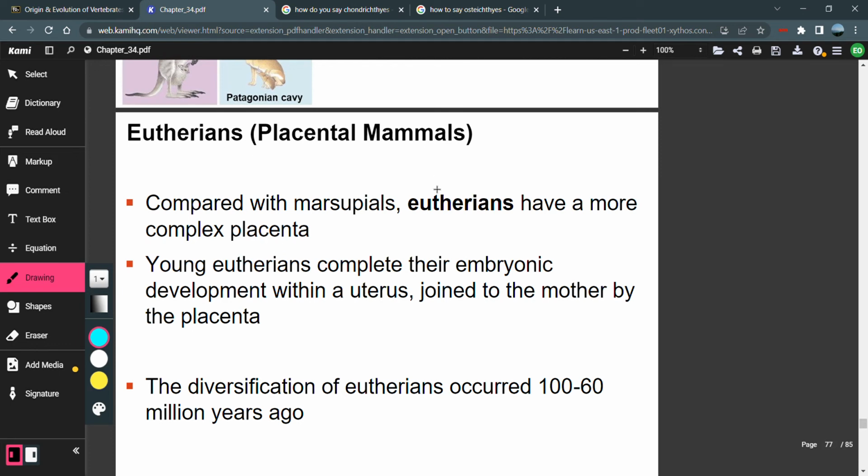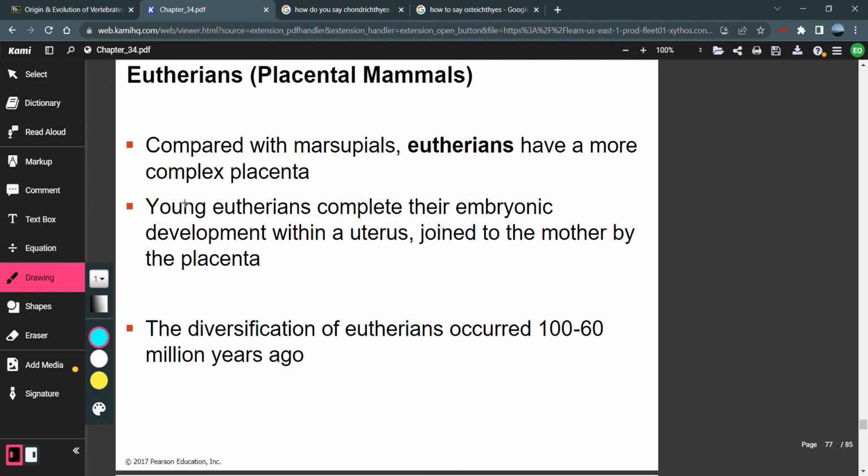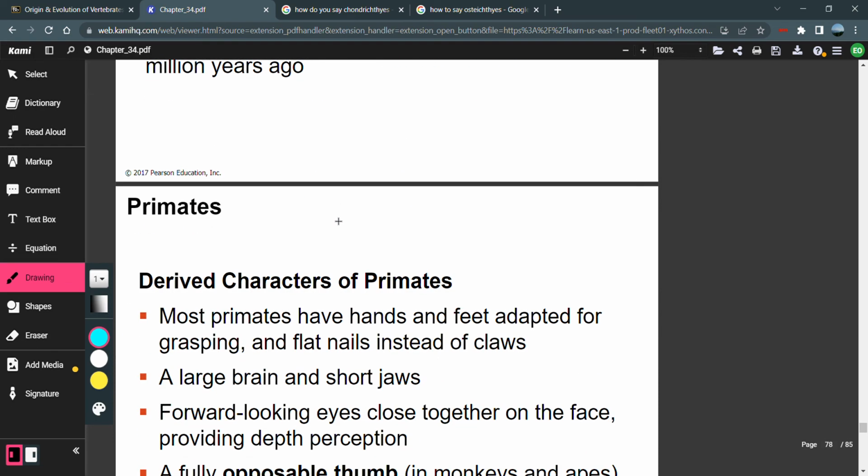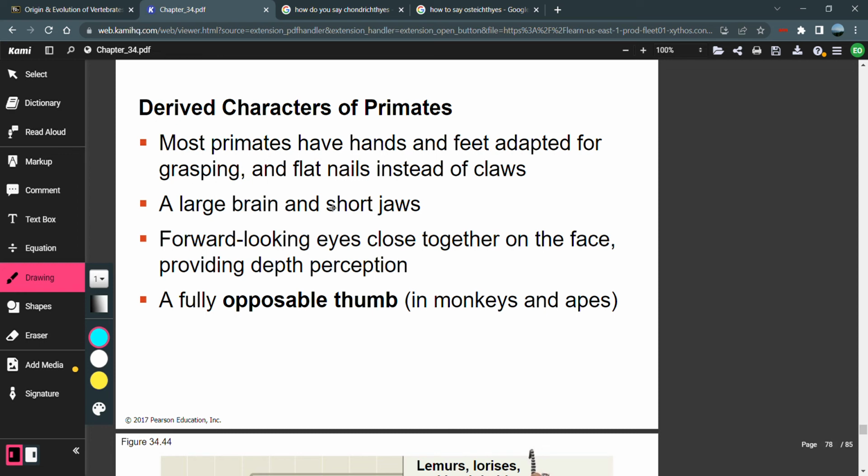Placental mammals, or eutherians, compared with marsupials, have a more complex placenta. Young eutherians complete their embryonic development in a uterus joined to the mother by a placenta. The diversification of eutherians occurred about 60 million years ago. So we are eutherians because the baby will continue to complete embryonic development in the mother's womb, or uterus.